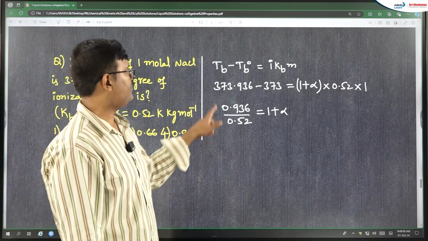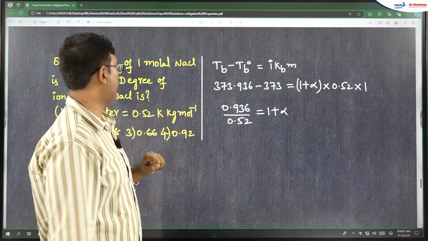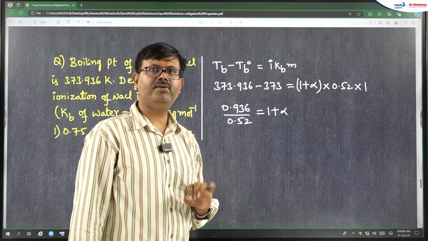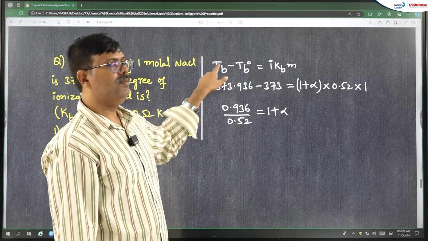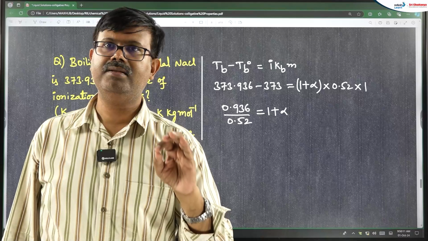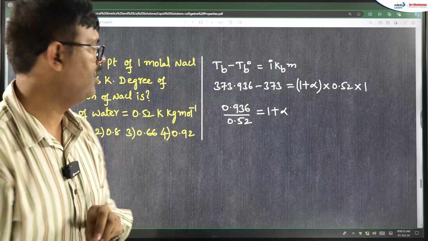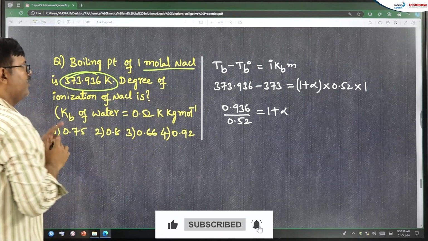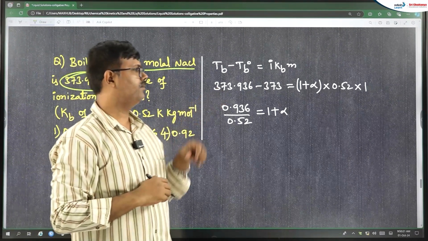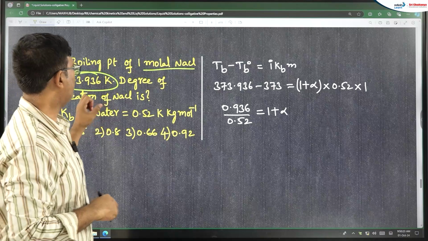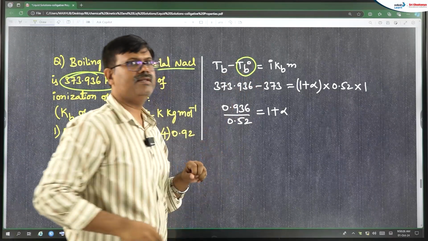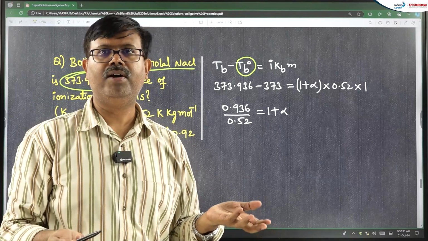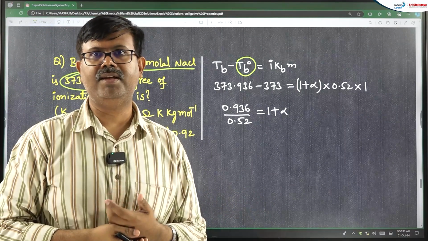See, we know the elevation of boiling point formula. Tb minus Tb naught is equal to i into Kb into molality. What is Tb? Boiling point of the solvent water in case of solution. That is given in the question. This is the boiling point in case of solution. And Tb naught is the boiling point of pure water, pure solvent. Pure solvent water we know is 100 degrees centigrade, meaning 373 Kelvin.